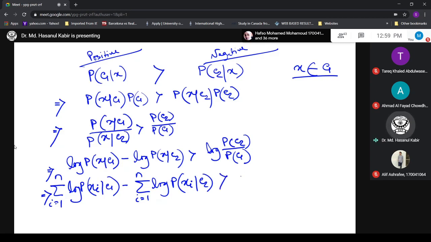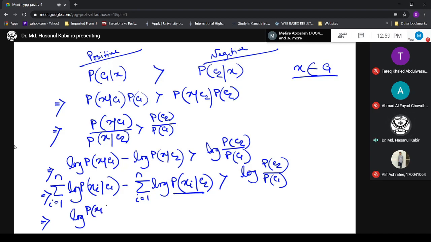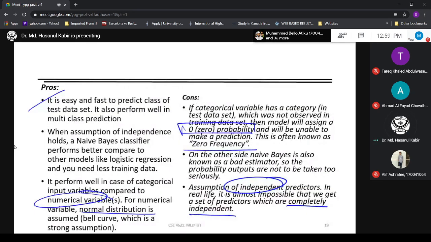Then on the right hand side you have the log of the probability of class 2 minus the log of the probability of class 1. This is what we have. Now you can see that one of the terms is going to be the log of x1 given class 1. On the right hand side, you'll also have the log of the probability of x1 given class 2. So if I bring them together, can I write it like this? Log of the probability of xi given class 1 divided by the probability of xi given class 2. Yes or no?